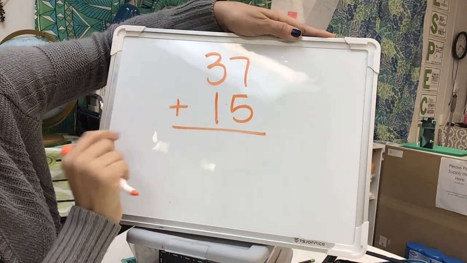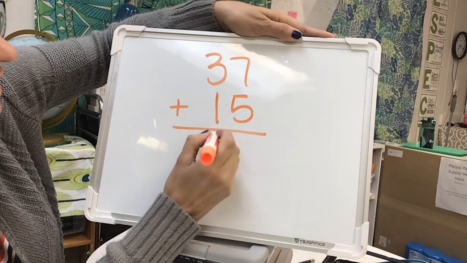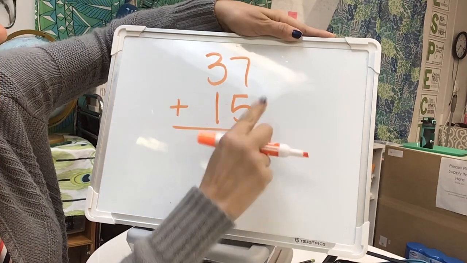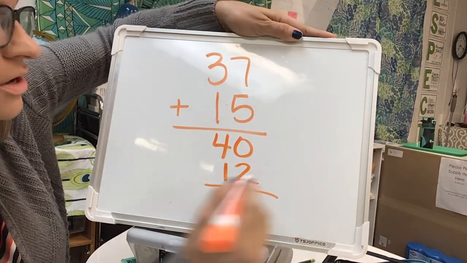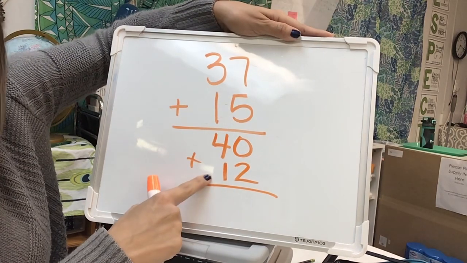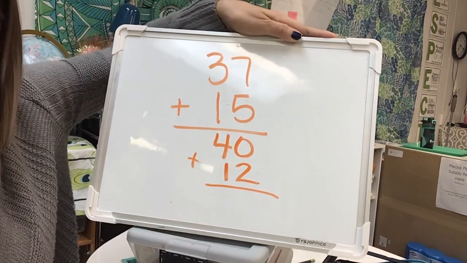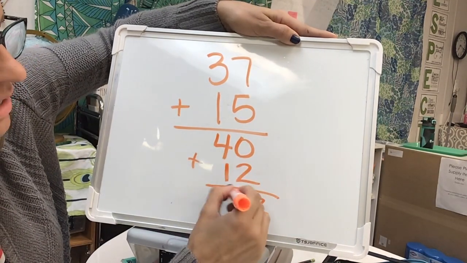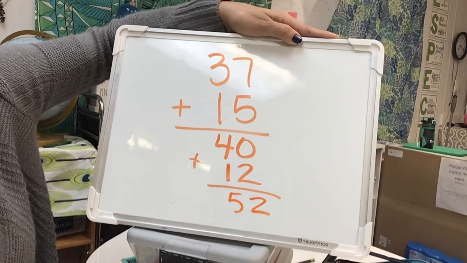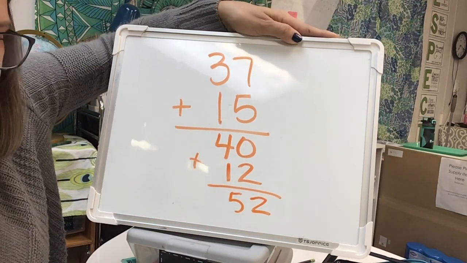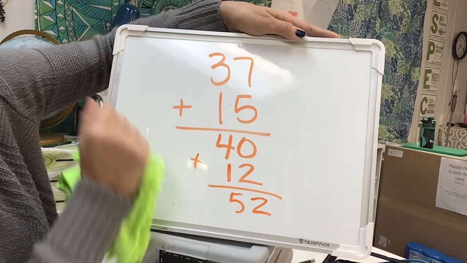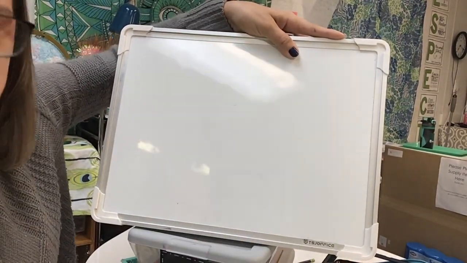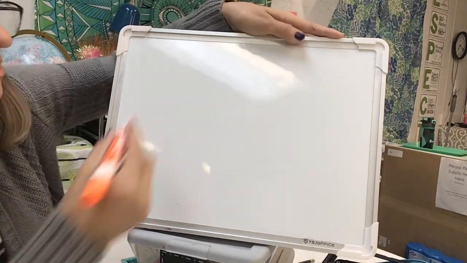Again, so we're doing partial sums. 3 tens plus 1 ten is 4 tens. 4 tens has the value of 40. 7 plus 5 has a value of 12. So my partial sums are 40 and 12. And when I add these partial sums together, I'll find out the sum of 37 plus 15. So 4 plus 1 is 5. The value of 37 plus 15 is 52. The sum is 52. Again, 40 and 12 are called the partial sums. When we're using partial sums, we're trying to find a strategy that's going to make our math problem a little bit easier.